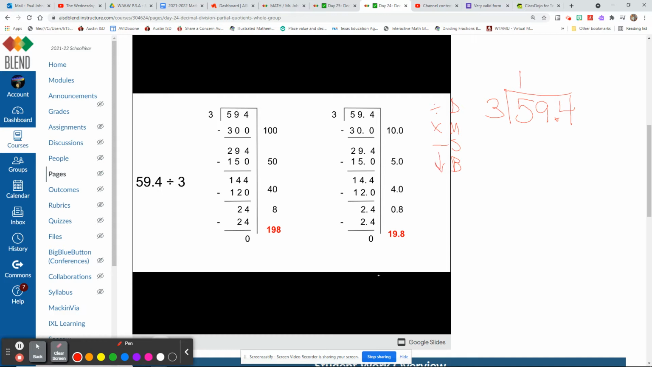So 3 goes into 5 one time. 3 times 1 is 3. 5 minus 3 is 2. Then we bring down our 9.